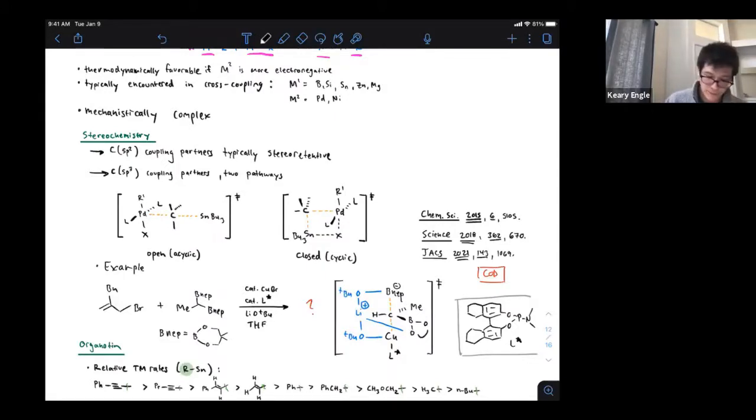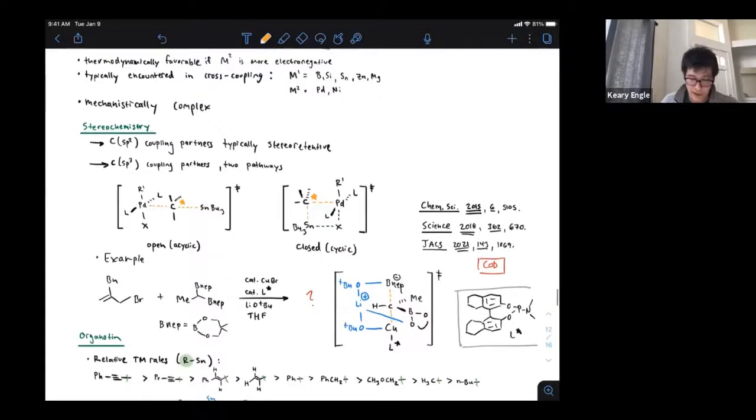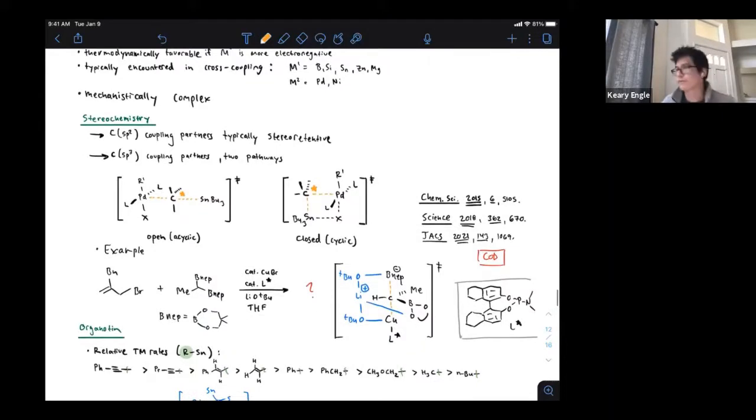For sp3, it's more complex. You have two different pathways. One is called an open or acyclic pathway, which is stereoinvertive at the carbon atom. The other is called closed or cyclic, which is stereoretentive at the carbon atom. This has been reviewed and highlighted in several prominent examples.